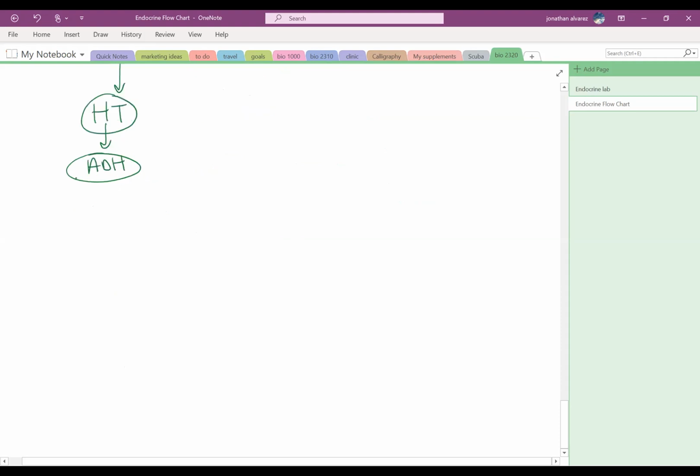When ADH goes to the blood vessels, it tells the blood vessels to vasoconstrict, which means it goes from a large diameter tube to a small tube. The tube got smaller, and because it's a smaller tube, this increases peripheral resistance.